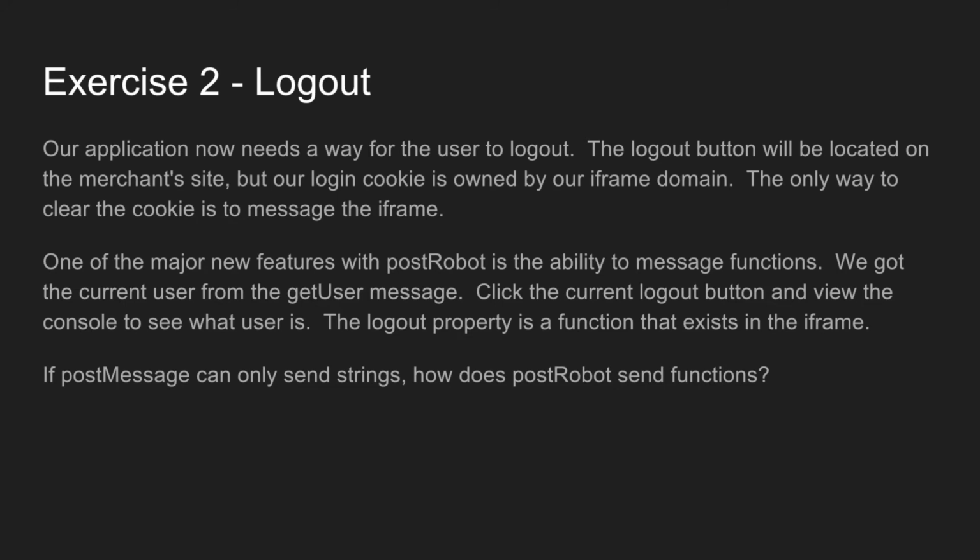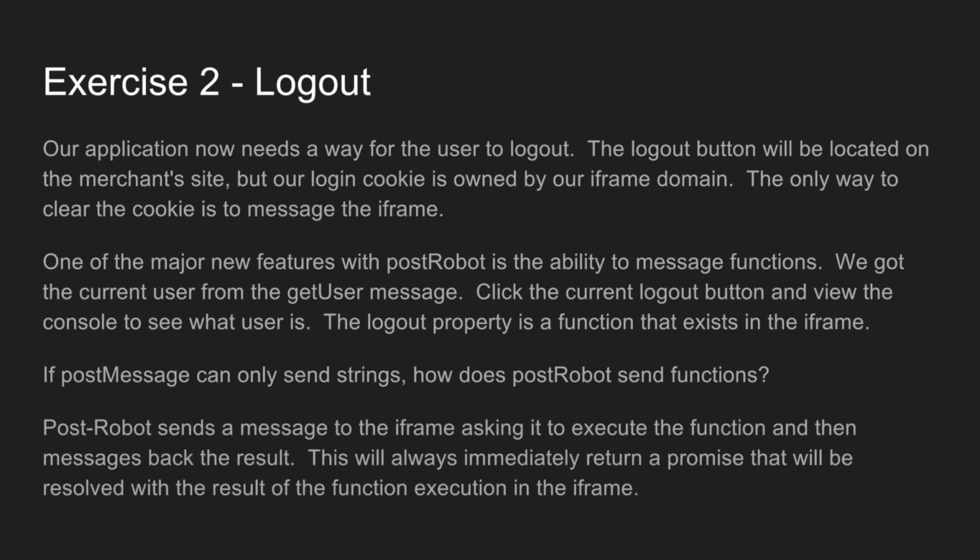So postMessage can only send strings. How does postRobot actually send functions? Well, as we described in our lecture for postRobot, the function itself is actually being executed on the iframe. So postRobot sends a message to the iframe asking it to execute the function and then messages back the result. So this will always immediately return a promise that will be resolved with the result of the function execution in the iframe.